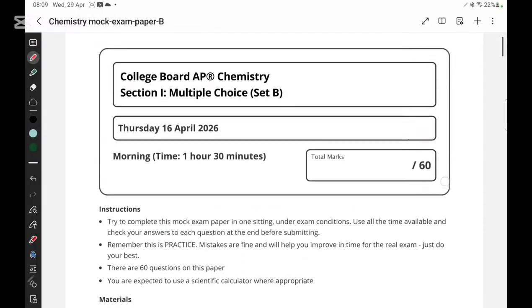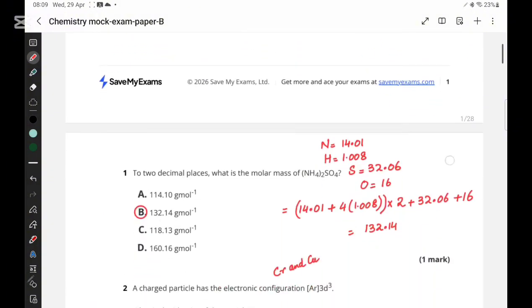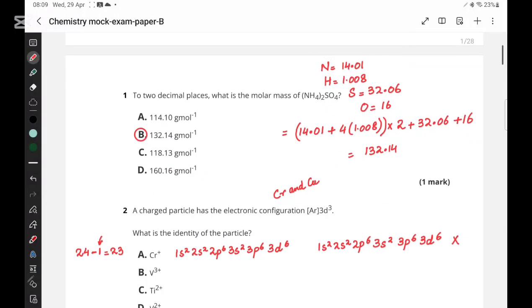Okay, so in this video we are going to attempt mock paper B, mock exam B. So first question is, to two decimal places, what is the molar mass of ammonium sulfate?